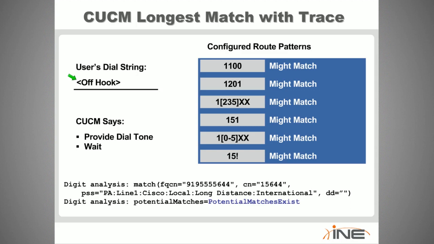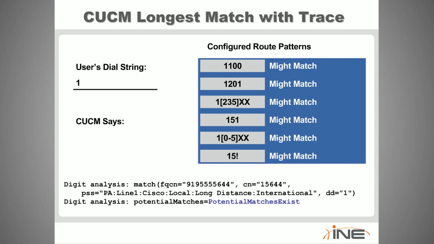Right now, the user's only gone off hook, so there are no dialed digits. So currently, the digit analysis says potential matches exist, or potential matches equals, in other words, are there any? Currently, potential matches do exist. Anything in the numbering plan exists when all we've done is go off hook. So let's look a little further.